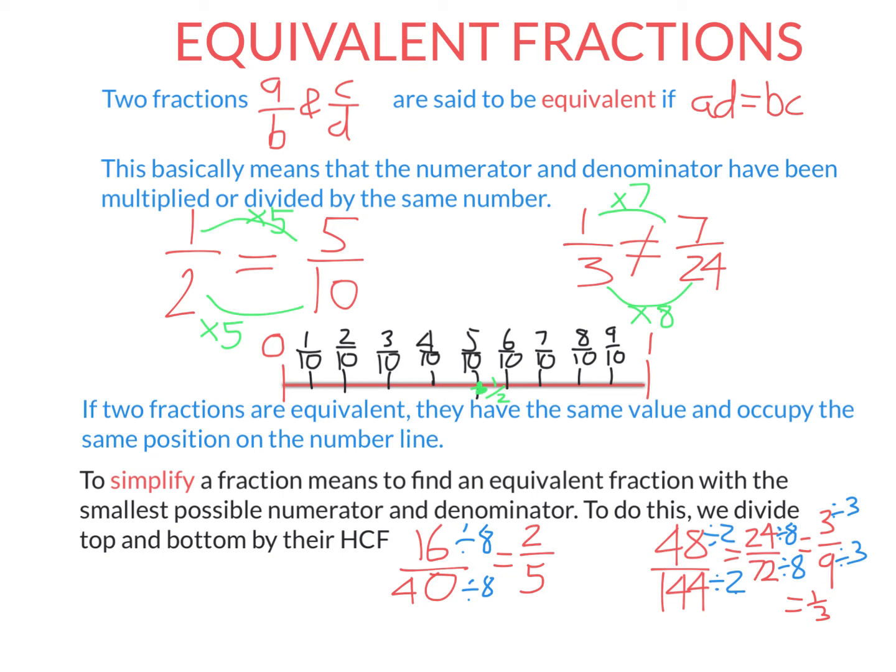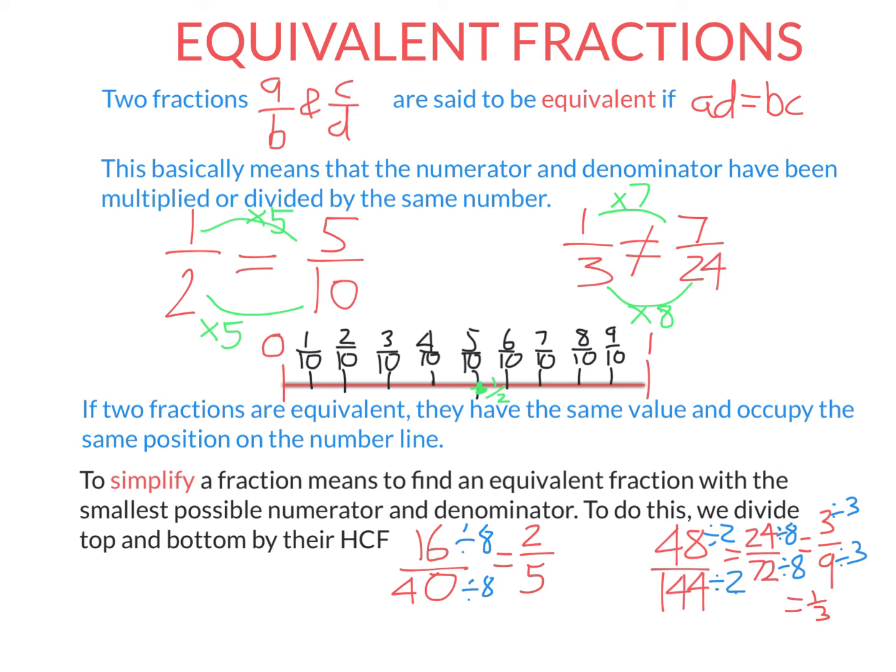It turns out the highest common factor of 48 and 144 is 36. But if you can't find the highest common factor off the top of your head, just keep simplifying by dividing by any common factor other than 1, and eventually you'll get your answer. Now, not all fractions can be simplified. 2 over 5 can't be simplified, nor can a third. 2 and 5 don't have any common factors, nor do 1 and 3. So not every fraction can be simplified.